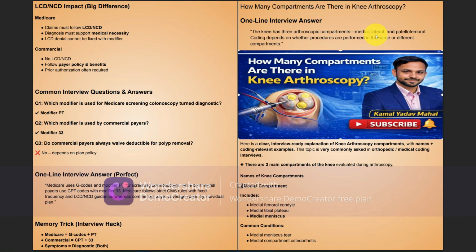The knee has three arthroscopic compartments: medial, lateral, patellofemoral. Coding depends on whether procedures are performed in the same or different compartments. So there are three compartments in a knee: the medial, lateral and patellofemoral. You will be able to see in this video like this. There are three compartments here. We'll discuss in detail.